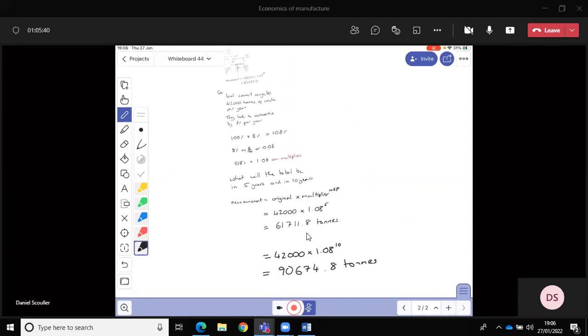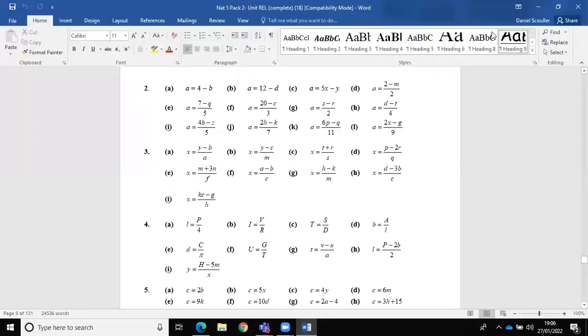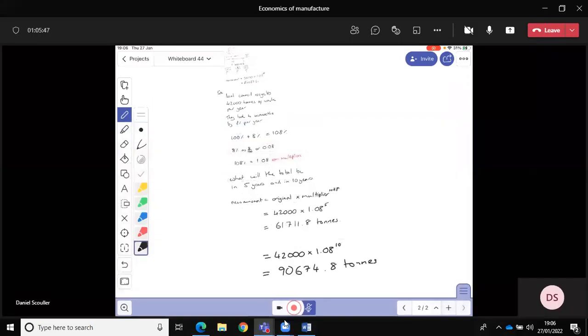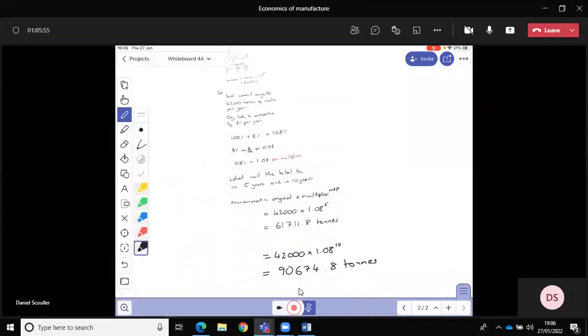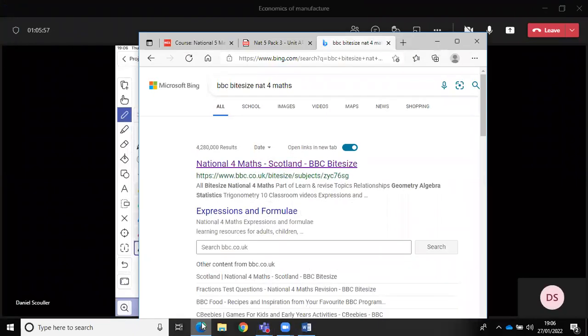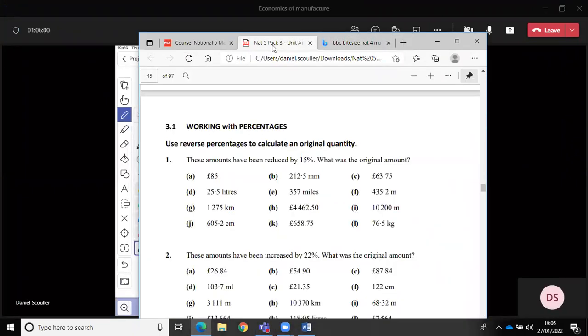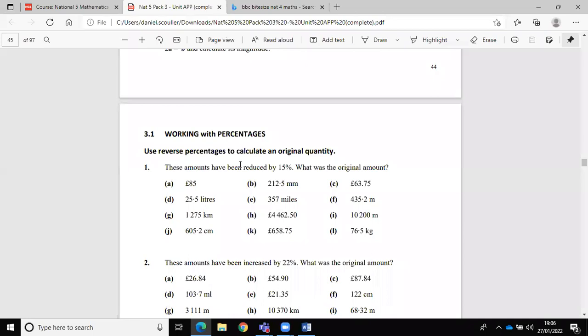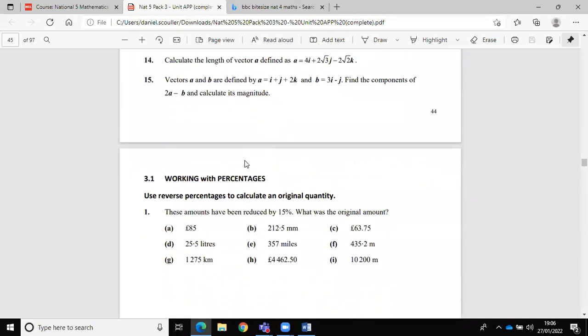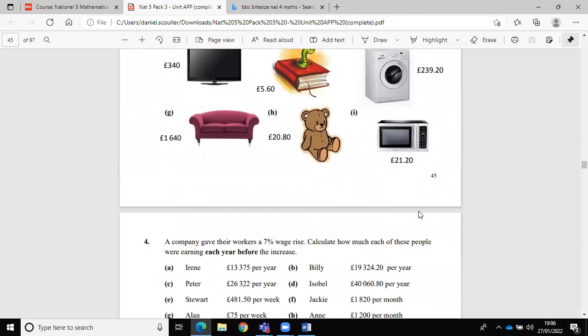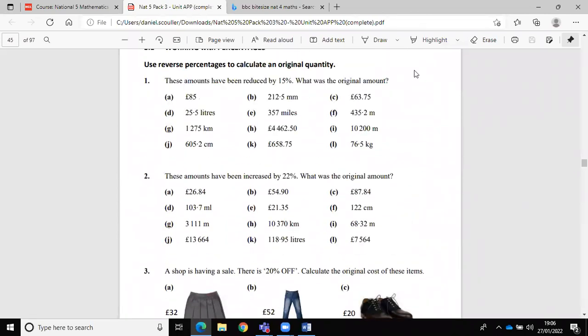Let's have a wee look. If anyone's still copying that, give me a wee shout. Oh, that's the wrong booklet. This is the wrong booklet. That's pack 2, where's pack 3? Okay, pack 3, working with percentages. I'm on page 45.